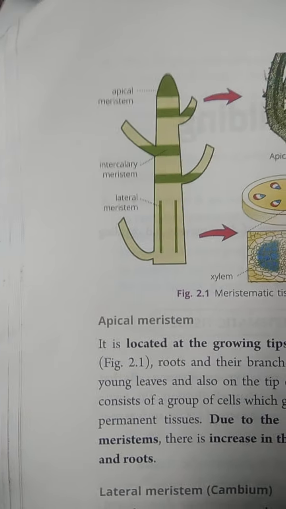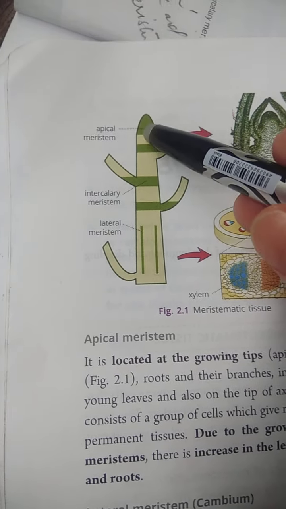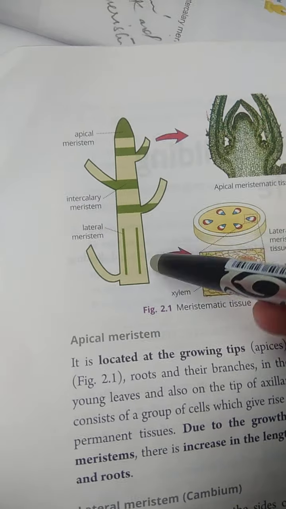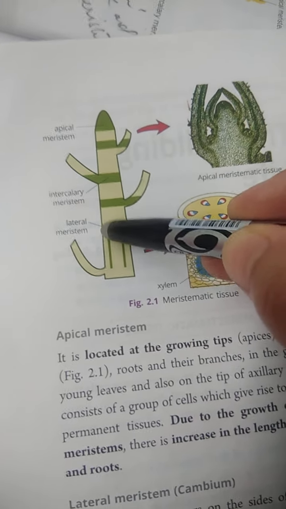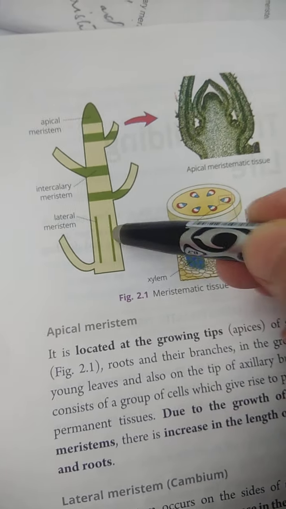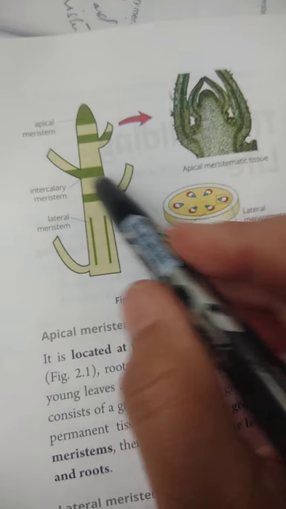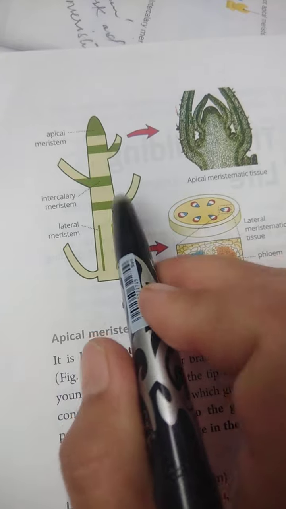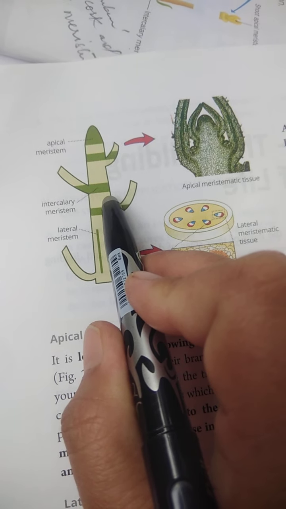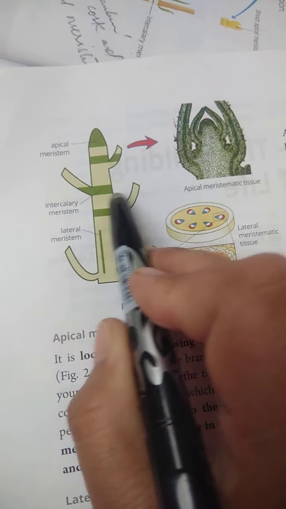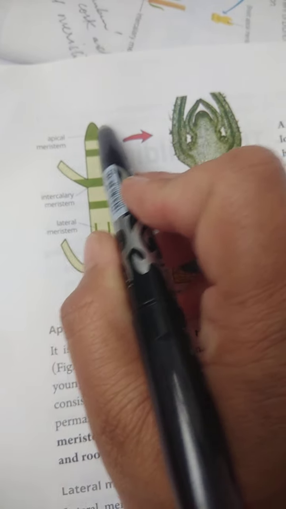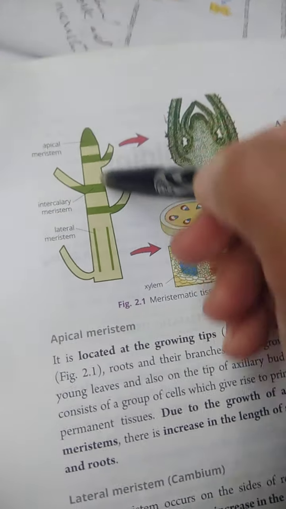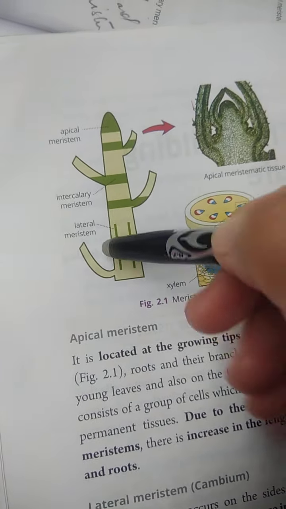You just see here, this is the apical meristem, which is present at the apex. They are the lateral meristem. They grow laterally to increase the thickness, and they are the intercalary meristem at the base of the internode to increase the length of the internode. So they are intercalary meristem. This is apical meristem at the apex, and this is lateral meristem.